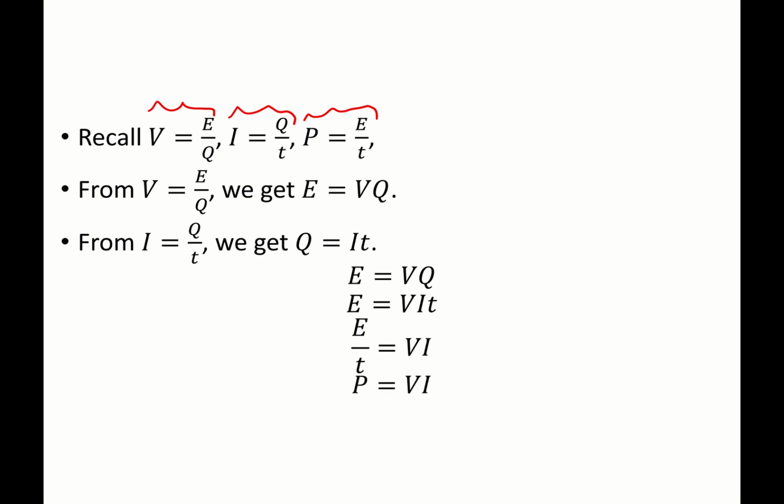Now, first of all, let's manipulate V equals E over Q, and we'll get E equals VQ. And when we manipulate I equals Q over T, we get Q equals IT. And so what we're going to do next is to sub Q equals IT into E equals VQ. And we'll get E equals VIT.